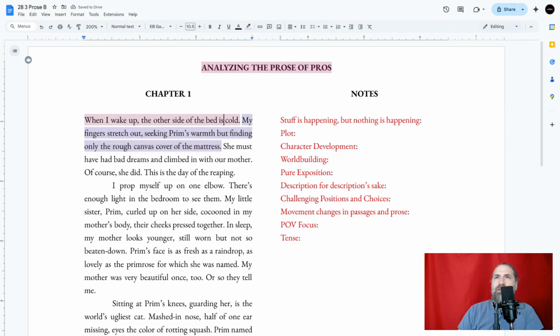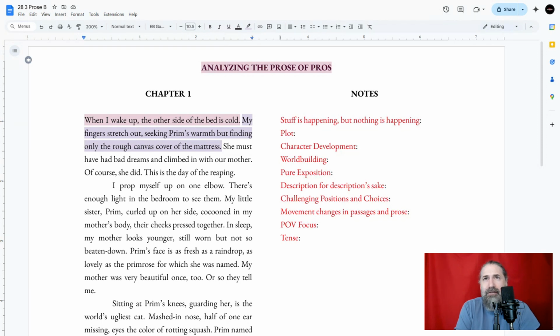Okay, we have a nice short sentence in the beginning, right to the point. "When I wake up, the other side of the bed is cold," and then it jumps to a longer sentence, right? Changing the rhythm. "My fingers stretched out, seeking Prim's warmth, but finding only the rough canvas cover of the mattress."